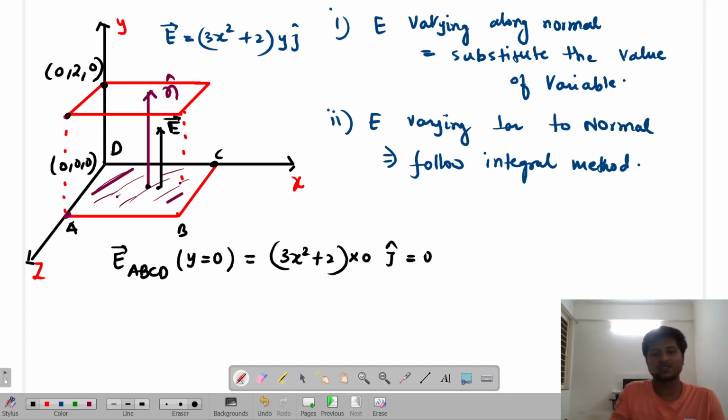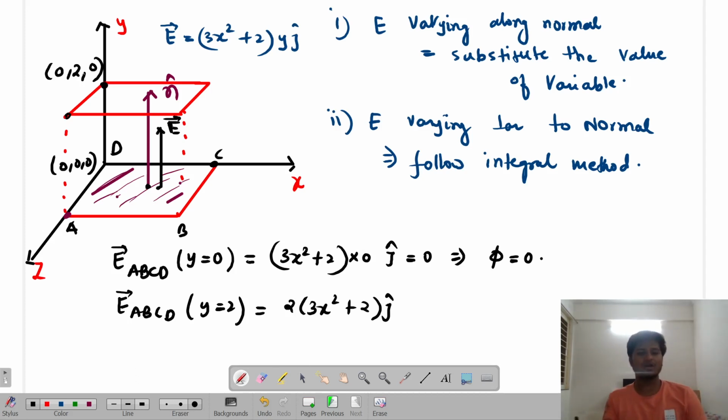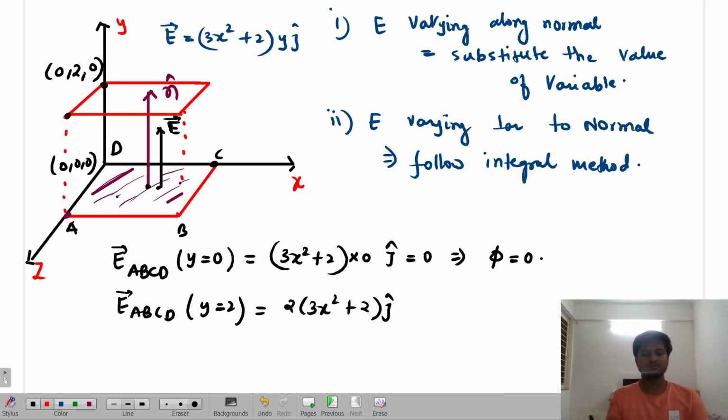So this electric field is how much? 0, which means flux is how much? 0. Okay, because it is varying like this way. Okay. Next thing, if I want to find similar case E of ABCD for y is equal to, let's suppose 2. So what it will be? 2 into 3x square plus 2 j cap. Are you able to get me or not? So I got a value of E or not.